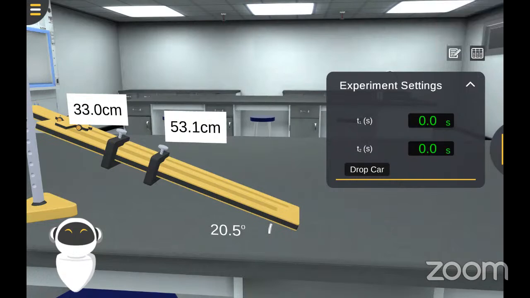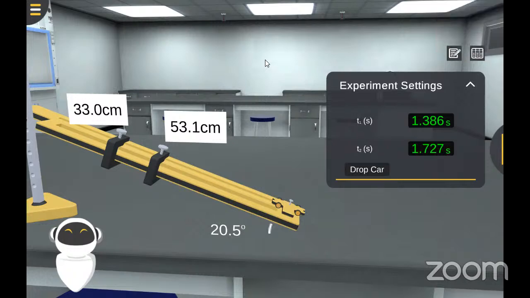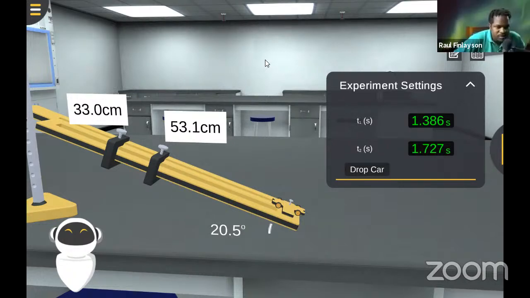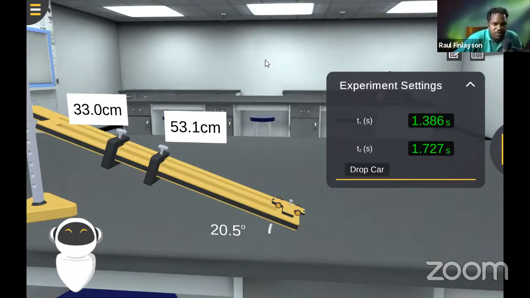So now to get the time, we're gonna release this. When I click that, notice that it slides down, and two times are recorded here. T1 is going to be 1.386. In fact, let's round it off to 2 decimal places, or probably 1. Let's do it for 1 then, so it's going to be approximately 1.4.